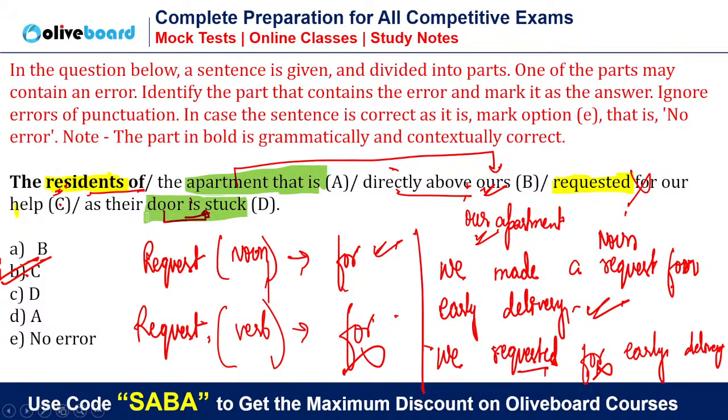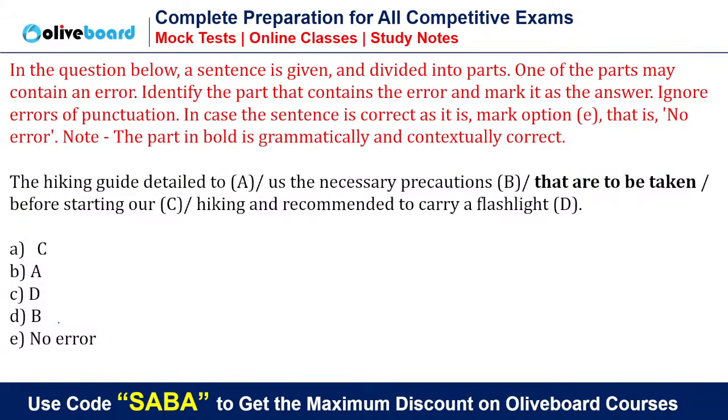If you have any such doubt, I can clear that also. See, the apartment is still ours, no? The apartment is still above our apartment. So this is what it is talking about, a fact. And the door is still stuck. Maybe they asked for help 2-3 hours back. So you can say yes. Some verbs do not follow a preposition. Chalo, next.